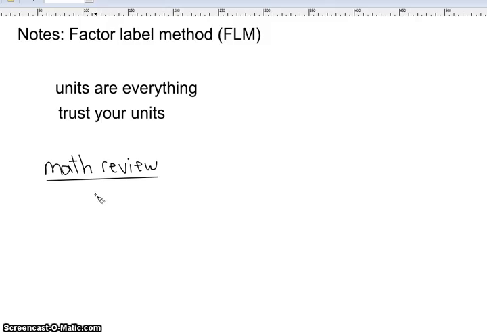Okay, so first thing I'd like to do is just start with a real quick math review and take a look at some things that make the factor label method actually work. So let's take a very simple math problem, and let's say we take the number 2 and we divide it by itself, or we divide it by 2. We of course are looking for an answer here, and we should all know that when we divide 2 by 2 we get 1.